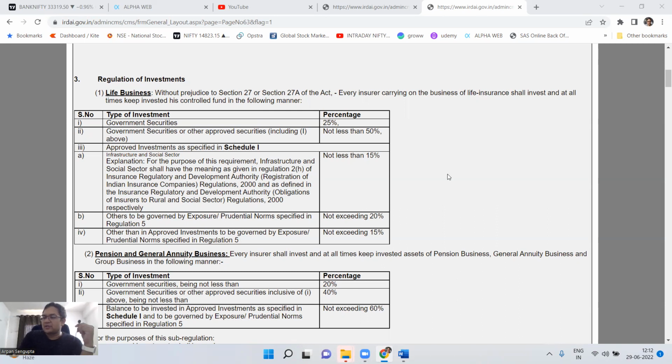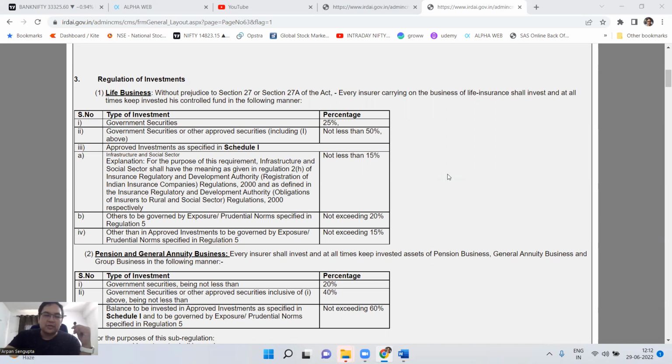However, for our purpose, all of this investment can be in central government securities or government securities, and we have already seen that, right? We have already seen the investment that the insurer can make. It can only invest in real estate, fixed income securities or listed equities, and we know how it is valued. So right now we'll see how the exposure norms are.